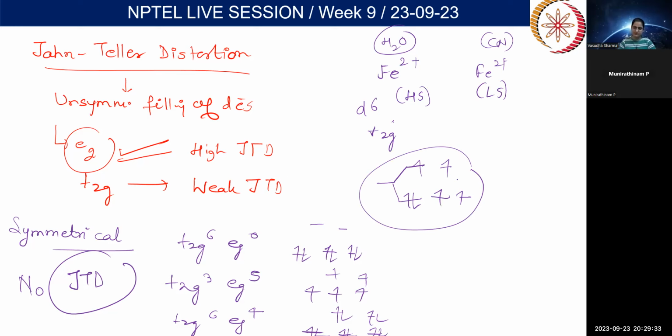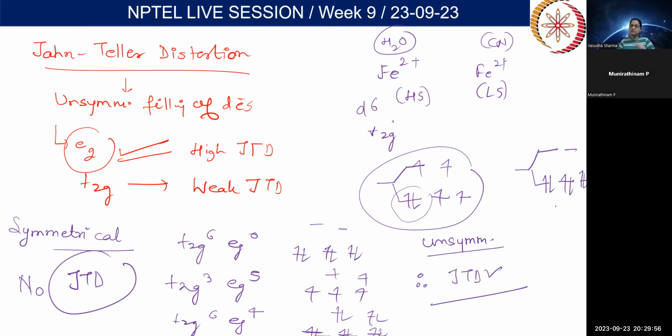Jahn-Teller distortion occurs. Why is it so? Because it is unsymmetrical filling, right? Here one extra electron has made this particular orbital filling unsymmetrical. Since it is unsymmetrical, it has Jahn-Teller distortion. Here in D2, in this particular case, when there is low spin, all are filled this way. Now, is it symmetrical or unsymmetrical? Symmetrical, ma'am. Jahn-Teller distortion does not occur in the symmetrical case. Okay, so this is clear now.